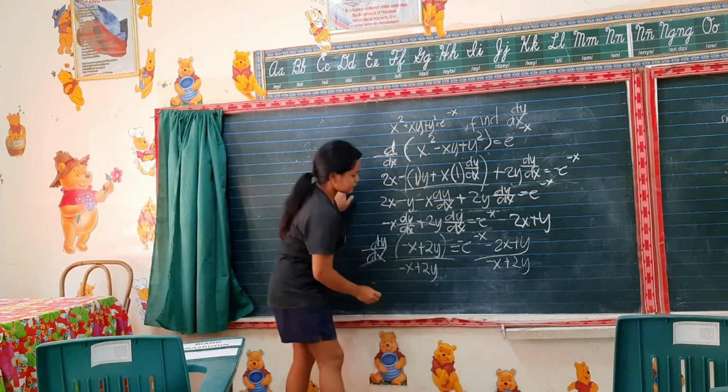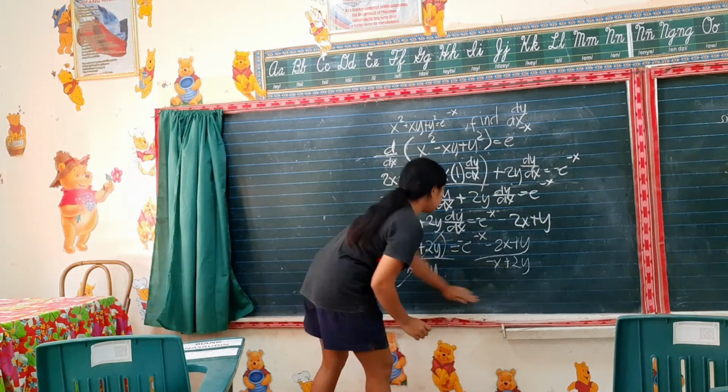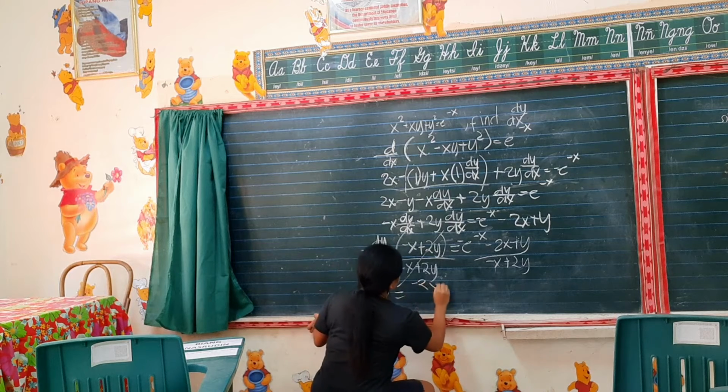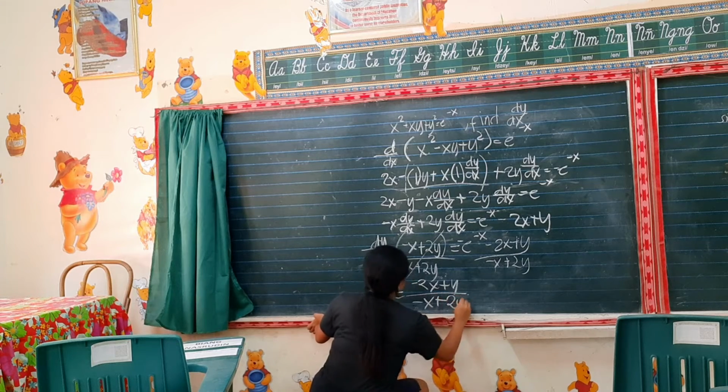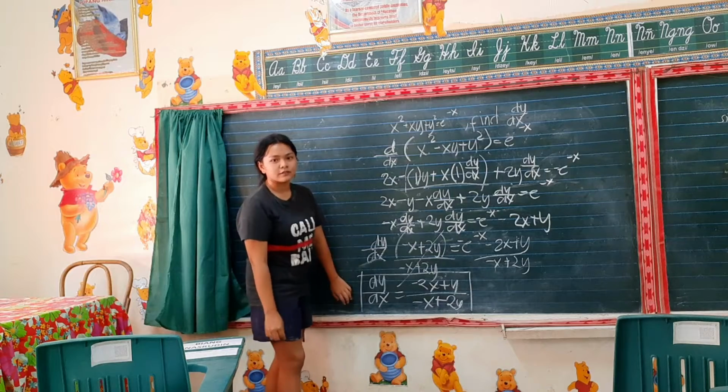So next is cancel out, and we cannot simplify it further, so we need to copy dy over dx equals negative 2x plus y over negative x plus 2y. So this is the final answer.